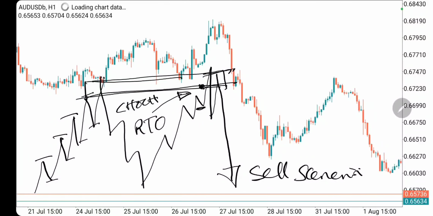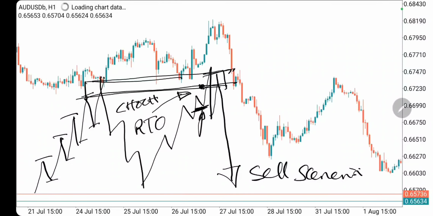Okay, so we identify a supply zone, and we wait for price to come to the zone and break structure. This is a break of structure in the sense that the market was creating higher highs and higher lows, and at this point a low was broken. Since the market did not create a new high, the previous low was broken, which depicted that the market is about to reverse from a buy scenario to a sell scenario. So that is the principle of change of structure. This is a sell scenario of a confirmation entry.